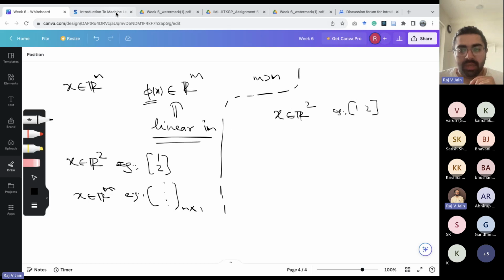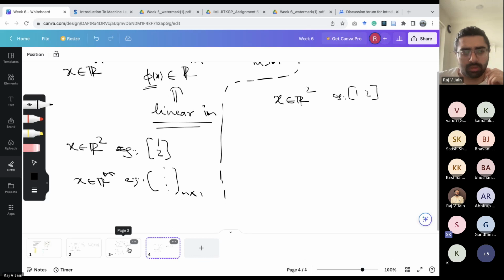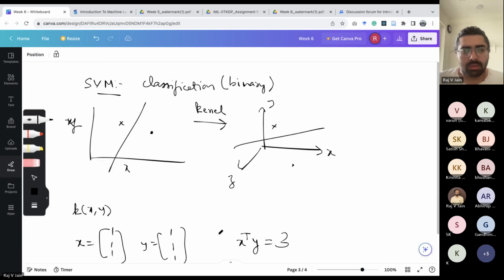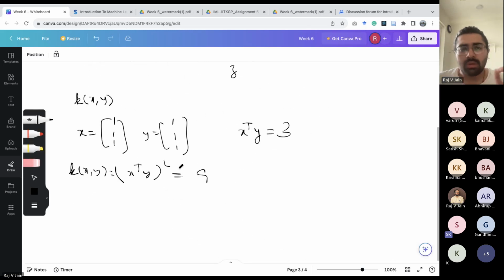A few minutes ago, on this writing surface that you are using, you wrote x transpose y the whole square and said that it is the quadratic kernel. Now my question is, is that the quadratic kernel? Is x transpose y the whole square the quadratic kernel, or is 1 plus x transpose y the whole square the quadratic kernel?